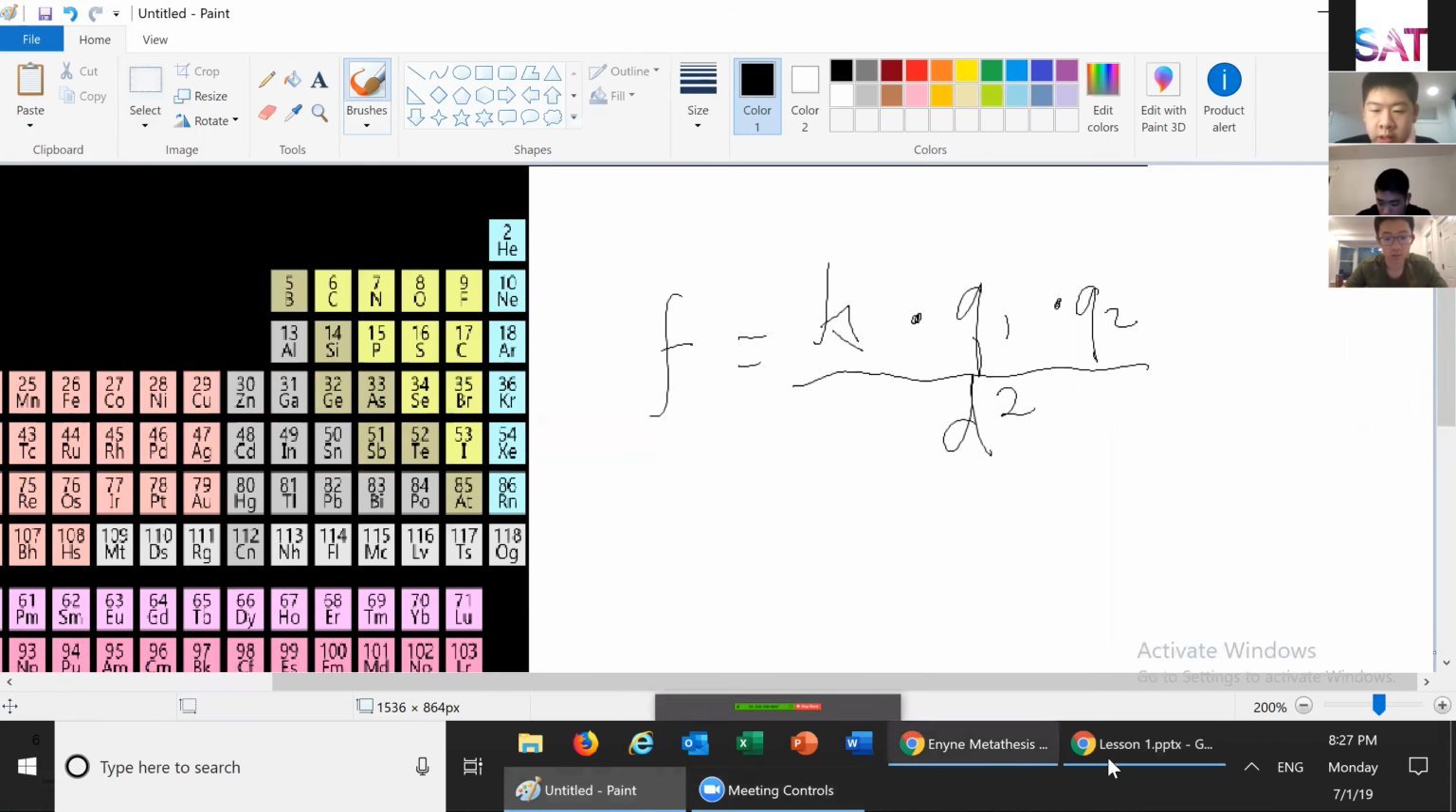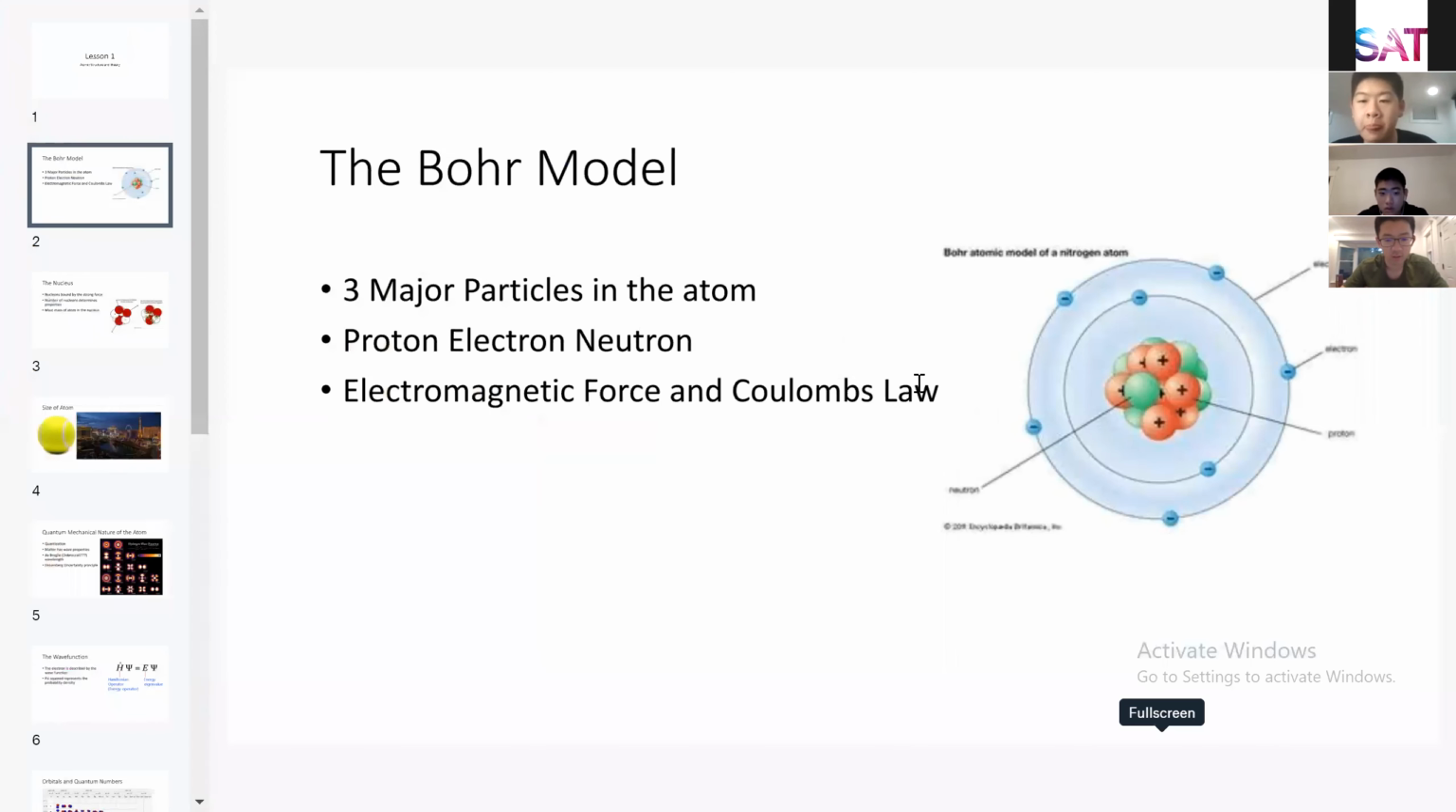Okay, let's go back to the presentation. Another big idea behind the Bohr model is that we have these orbits. You can see these little circles that the electrons follow. So the idea is we have these different levels, sort of like energy levels, that the electrons go into, and they go around the nucleus in these circular orbits.